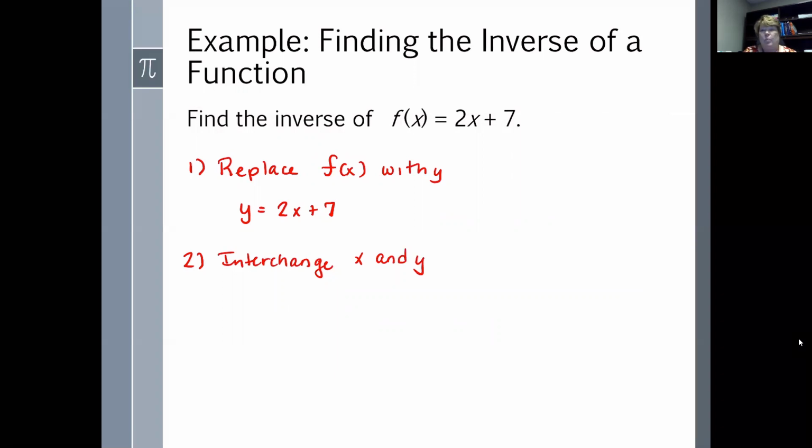So in my equation, y equals 2x plus 7, where there's a y, I'm going to replace that with an x, and where there's an x, I'm going to replace that with y. So I've interchanged x and y, and that's what the inverse does. The inverse interchanges the domain and range. The domain of a function is the range of the inverse. The range of a function is the domain of the inverse. So we interchange the domain and range, we interchange x and y. Now I'm going to solve this for y.